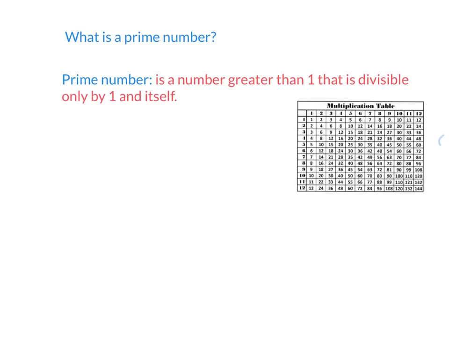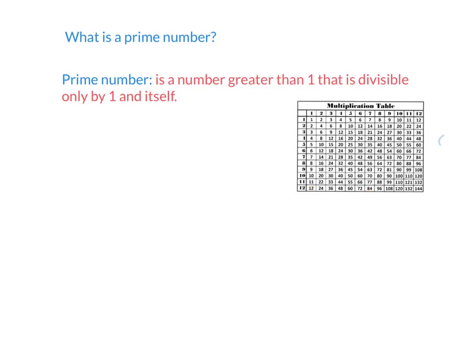So what is a prime number? A prime number is a number greater than 1 that is divisible only by 1 and itself. So a prime number cannot be divided by anything else but the number 1 and itself. What you can use to help you figure that out is a multiplication table, and you guys all have a copy of a multiplication table.